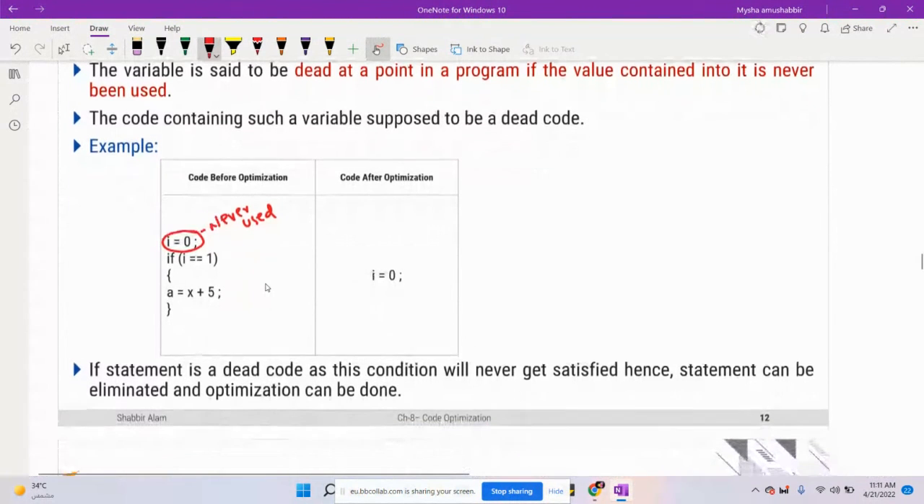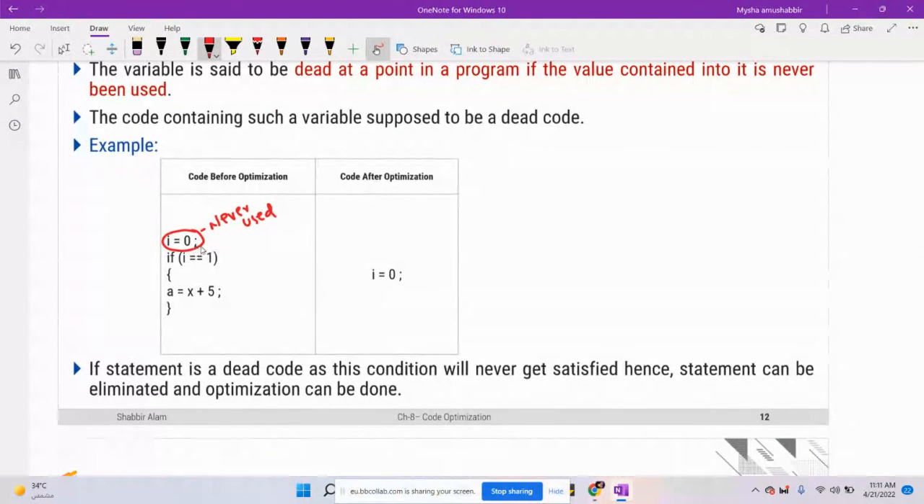For example, here I equal to 0. If I equal to 1, A equal to x plus 5. That means if this is true, 1 means true. First you assign I equal to 0, and again if I equal to 1, that is never true. So this is a dead condition, and you can remove it. This is called dead code elimination. If a statement is dead code, as this condition will never get satisfied, the statement can be eliminated and optimization can be done.